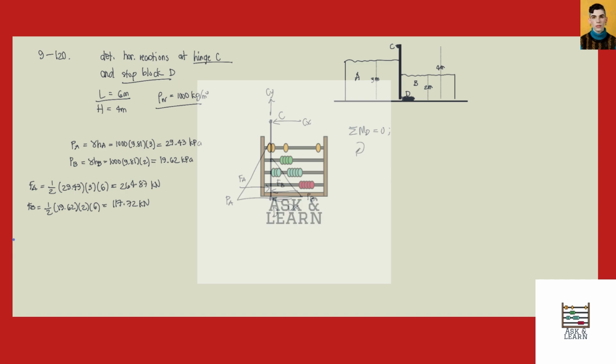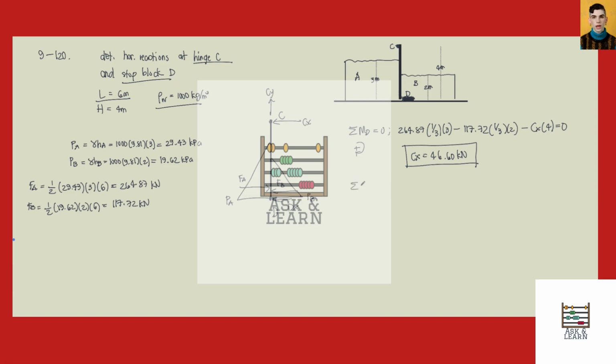So we can do a summation of moment at point D, which is equals to 0, and our clockwise is the positive. So we have 264.87 times the 1/3 of the height minus 117.72 times the 1/3 of the height minus Cx times 4, which is equals to 0. So solving for Cx, we would get 46.60 kilonewtons. This is Cx.